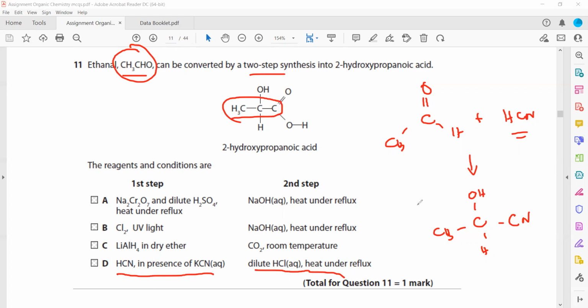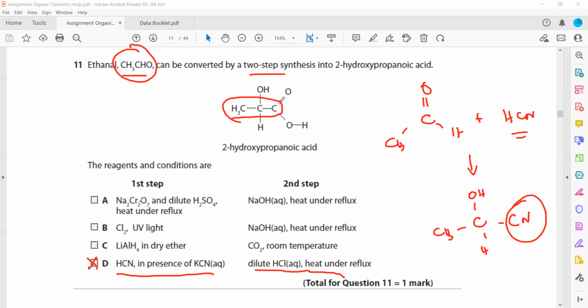Hydrolysis can be acid hydrolysis, or it can be base hydrolysis. We can do this in the presence of acid, or it can also be done in the presence of alkali. So this nitrile group will convert into carboxylic acid. So there will be C double bonded with O and OH. Like this, the group will be replaced by C double bonded with O and OH. So that's why D is the right answer.